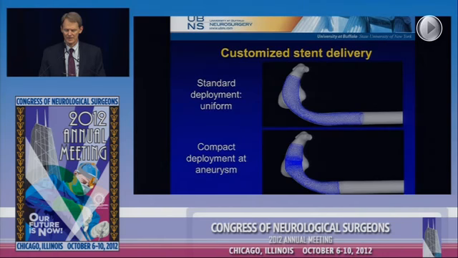So the concept is a customized stent delivery. In other words, it's a little bit tricky to deploy, but as you deploy it, you can deliver a little bit and then push it back and bunch it up so you can actually get a higher density across the neck of the aneurysm if you're careful.